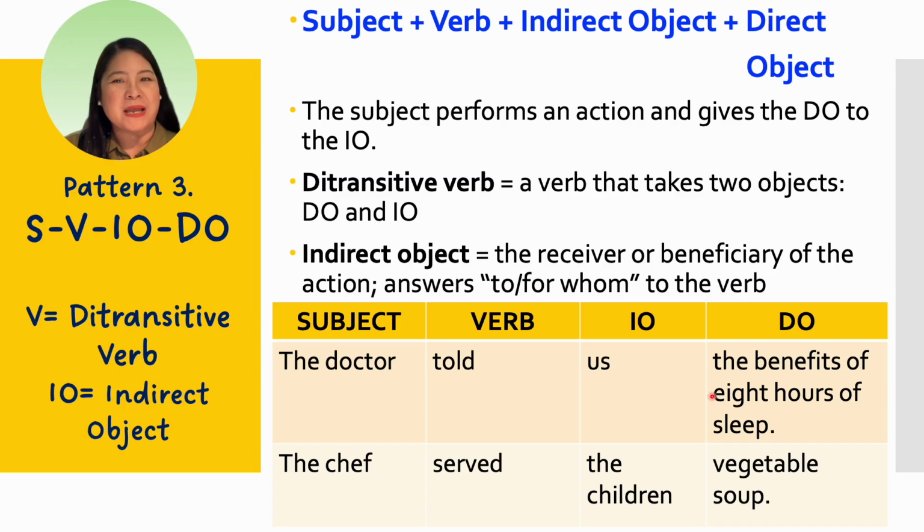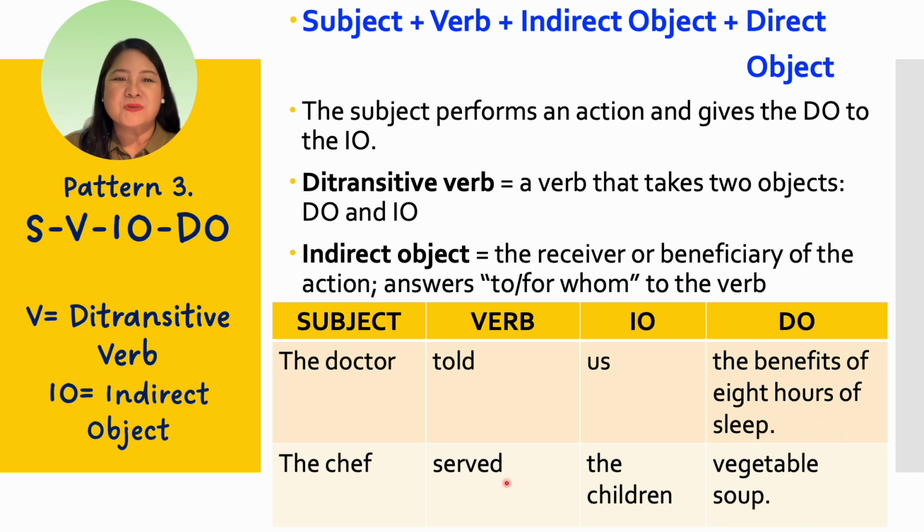The doctor told us the benefits of 8 hours of sleep. Let's ask the verb. Told what? The benefits of 8 hours of sleep. So if we answer the what there, when we ask the verb, that's pointing to the direct object. Let's ask the verb again. Told to whom or for whom? To us or for us. So if it answers to whom or for whom, then that is the indirect object. Told what? DO. To whom or for whom? IO.